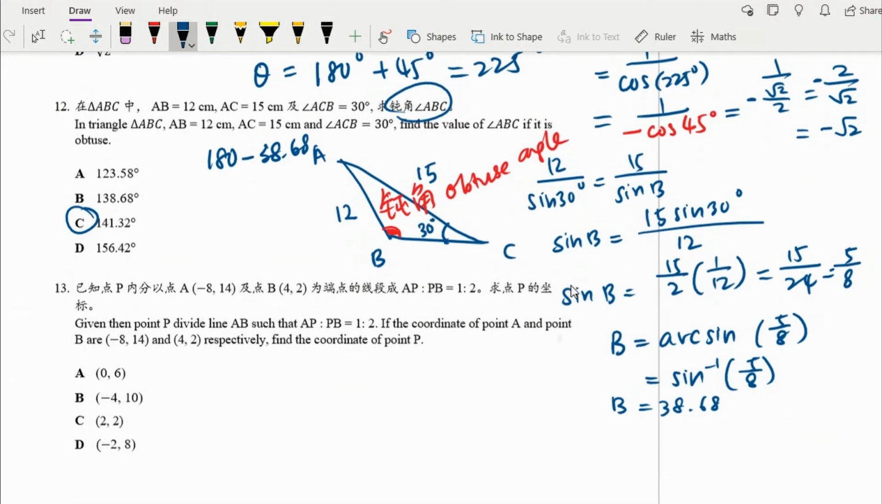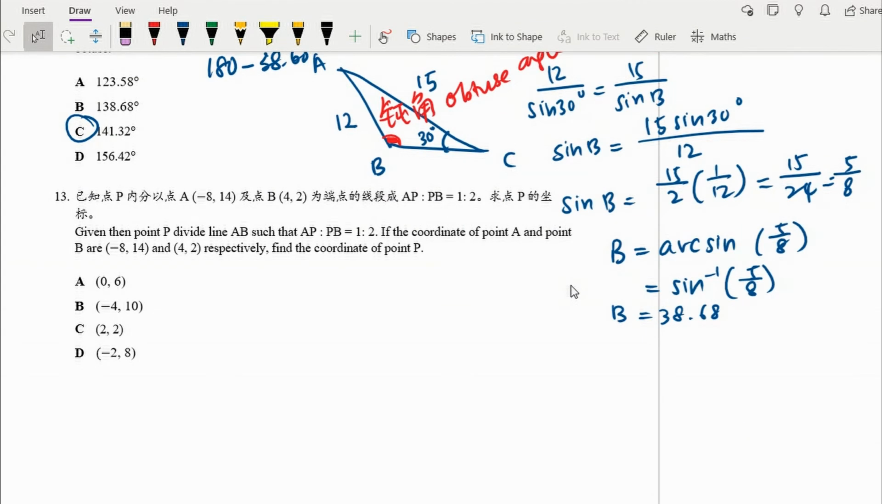Okay, question number 13. Point P divides line AB such that AP... Okay, this is a line segment question. So let's draw it out, something like this. Your A is here, your B is here. Diagram not drawn to scale, yeah? A to B is 1, 2. So P may be somewhere here.